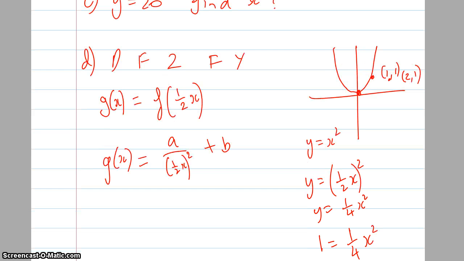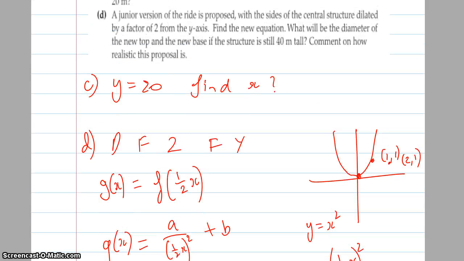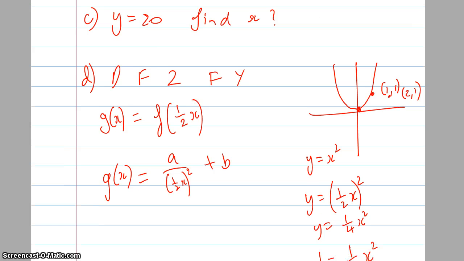And I guess then you can answer the second part of the question, which is what will the diameter of the new top be, and the new base, if it's still 40 meters tall. So again, that's asking you the y value is 40 meters tall. What's the x value? And essentially then, therefore, what is the diameter?